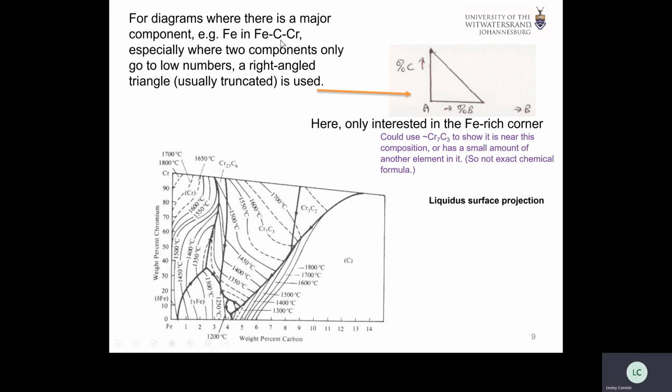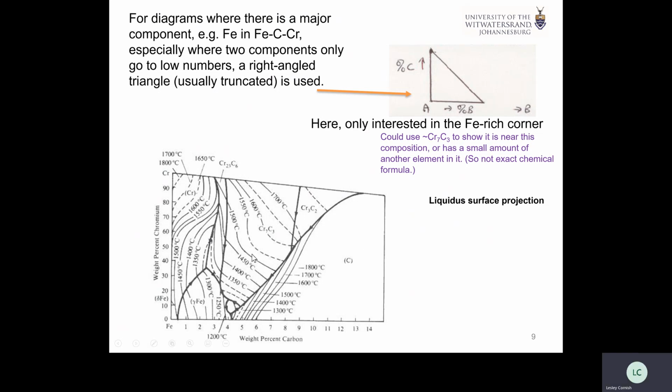Okay, so for diagrams where there's a major component that you're interested in, and you're not really interested in very much of one of the components, they tend to get drawn as a right-angled triangle. And here's an example. So we've got iron is the one that we're really interested in. Chromium, we do go up to 100%. And if you look along here, carbon only goes up to 15 weight% because we're not interested in that. And even here, they haven't even drawn all of it because nobody's really interested in that.